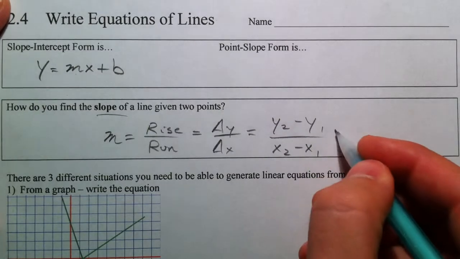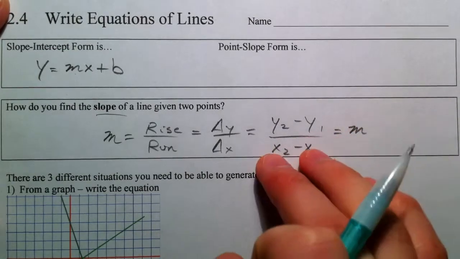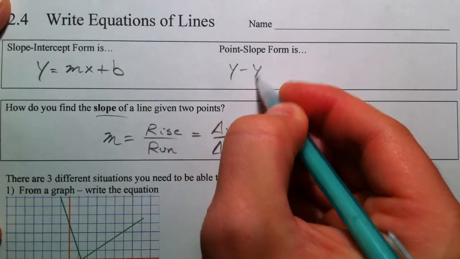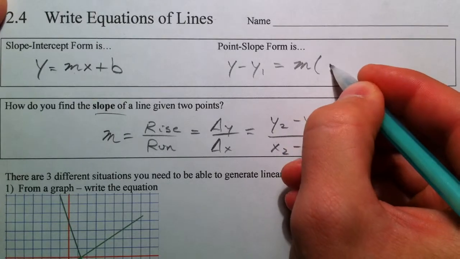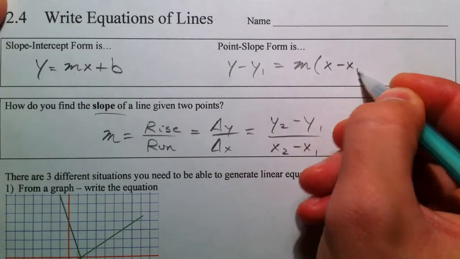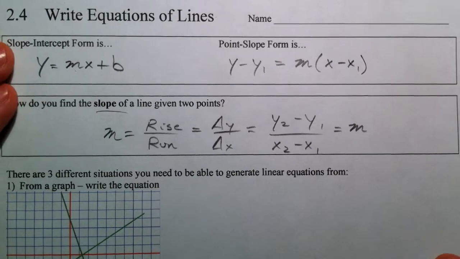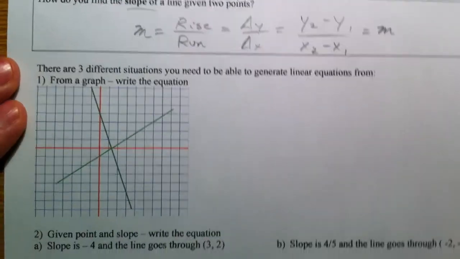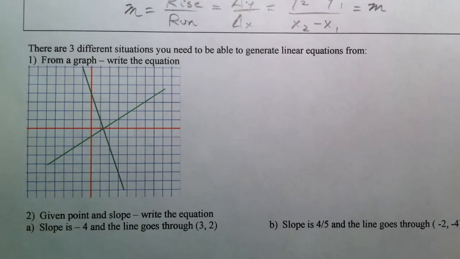And if you rearrange this by moving the x over here, multiplying the x over here, you get point slope form. The only difference is we drop the 2's from it because, well, we want an x and a y in our equation to make it an equation. So 3 different ways I want you to be able to come up with equations. We're going to do one graphically, and then I'm going to give you a point and a slope, and then I'm just going to give you 2 points.